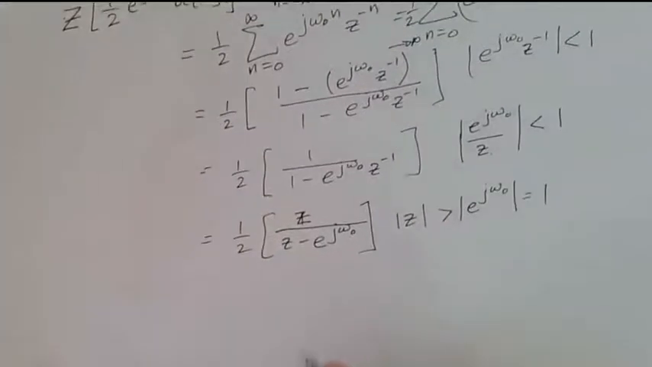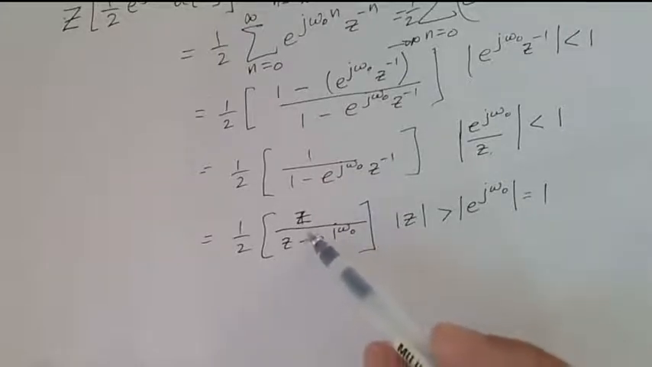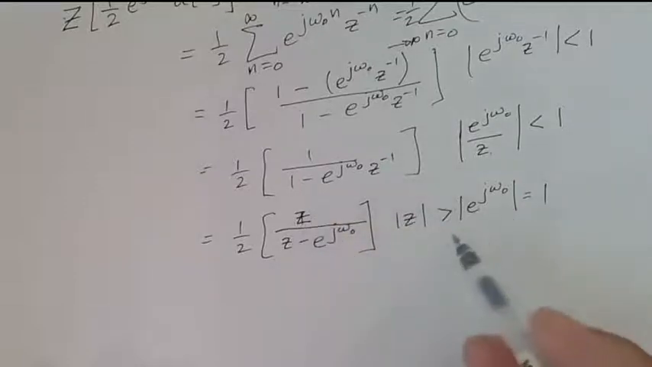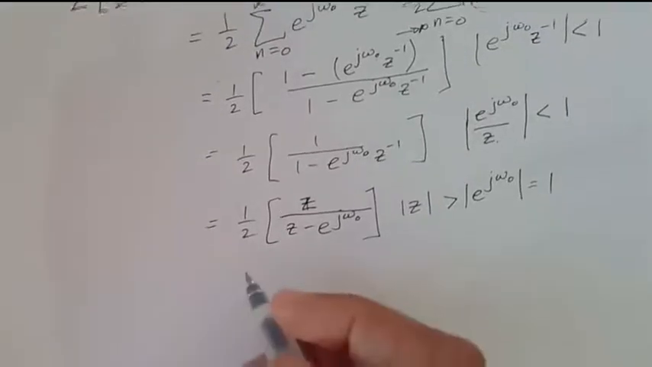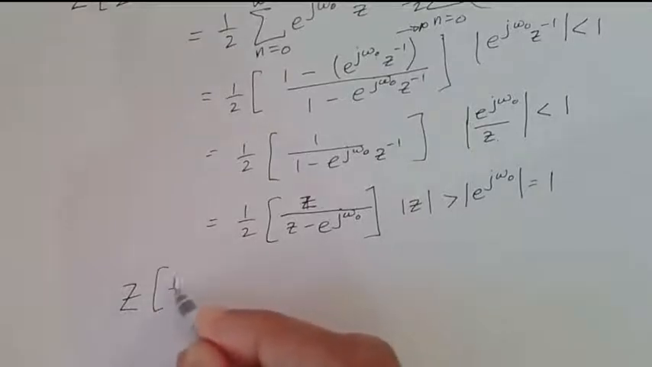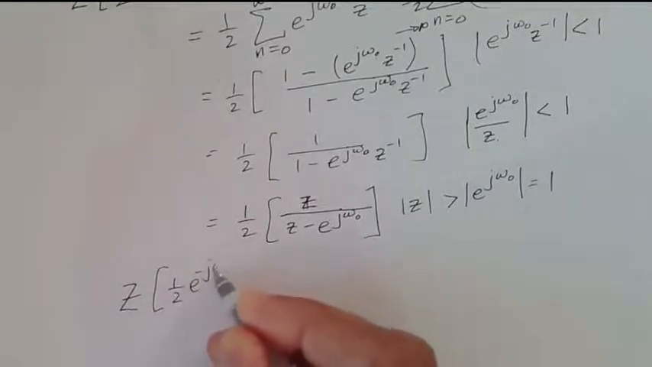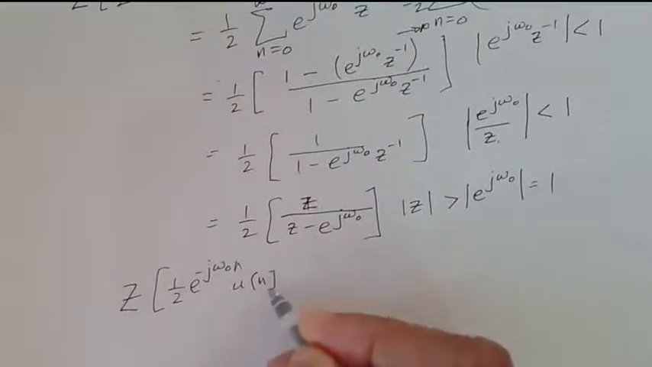Okay. Notice that we actually have the same thing, right? When we looked at a to the n u of n, X of z was z over z minus a, magnitude of z greater than the magnitude of a. That's exactly what we have. A in this case is just e to the j omega naught. Okay, so instead of doing the whole thing again for this other part, e to the minus j omega naught n u of n, I'm just going to use that formula now.